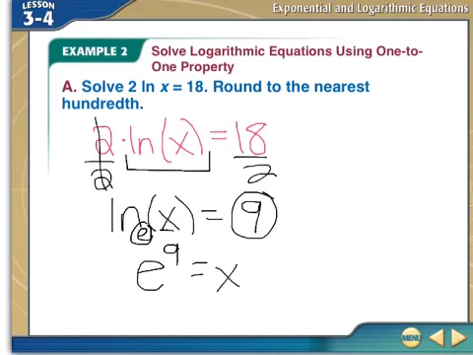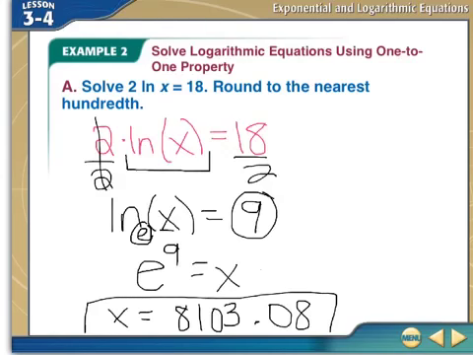So at this point, I need to evaluate e to the 9th, and I can type that in on my calculator, and it says to round to the nearest hundredth. So if I type in e to the 9th power, that gives me 8,103.08. And that is my final answer.